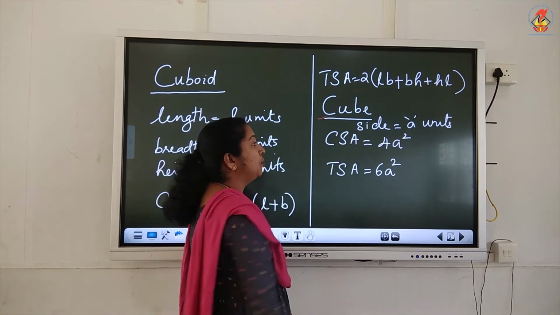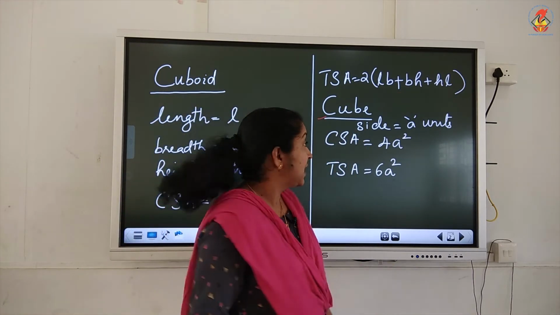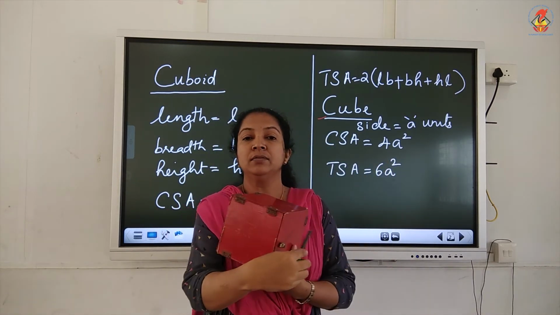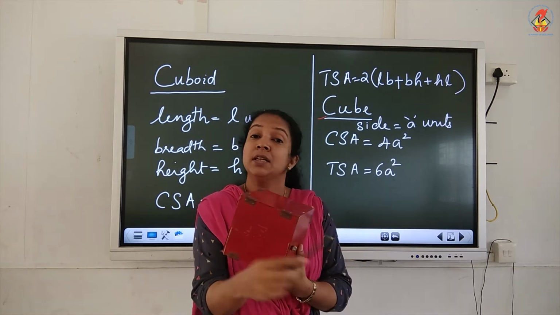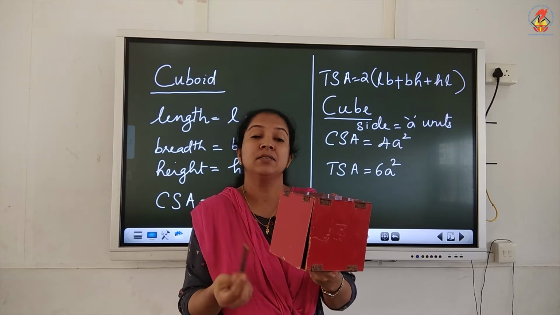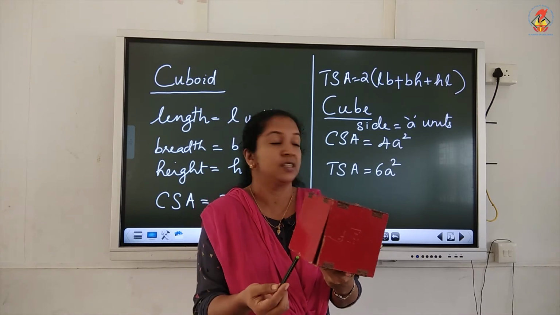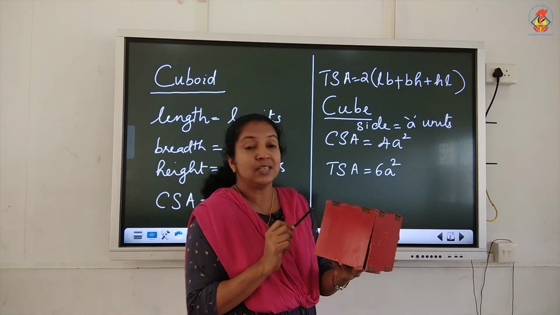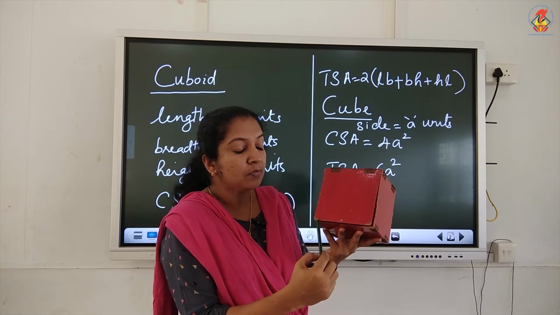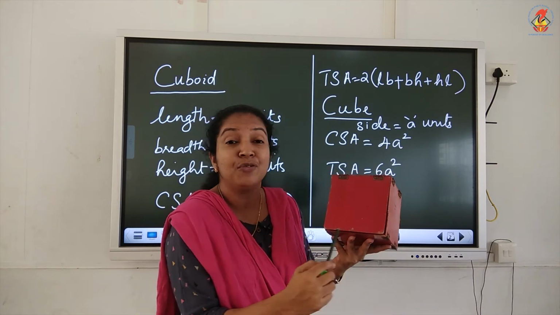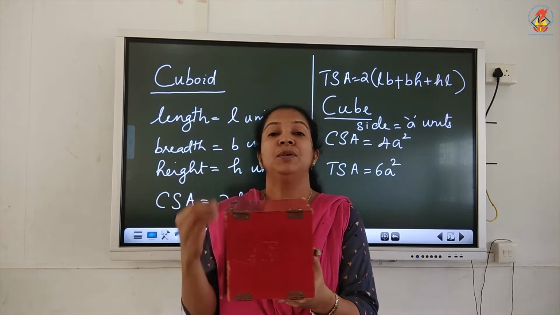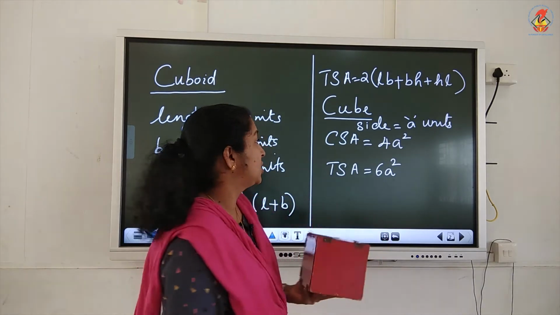Same way, a cube. Consider a cube of side A units. How many faces are here? That's the correct word, not side. 4 faces as CSA or curved surface. So, the curved surface area CSA is equal to the area of one face, and if one side is A, then area of one face is A square. So, A square plus A square plus A square plus A square, that means 4A square.